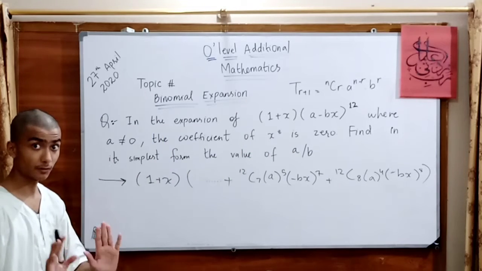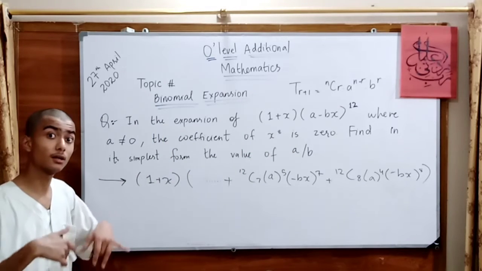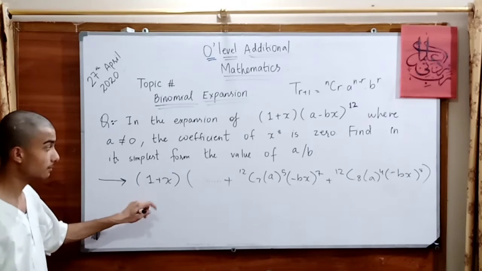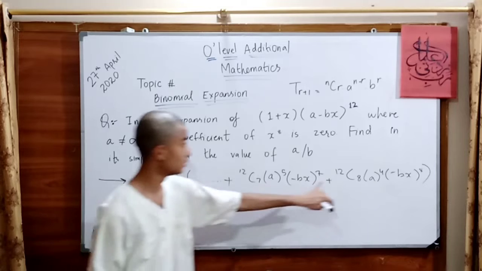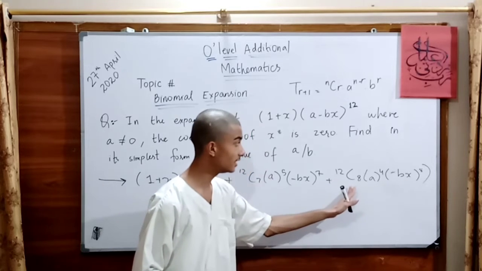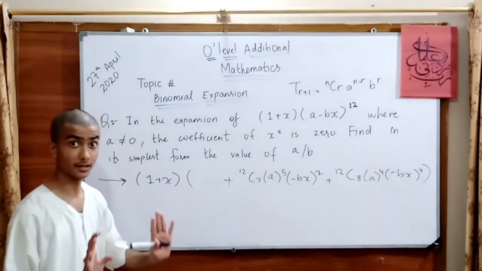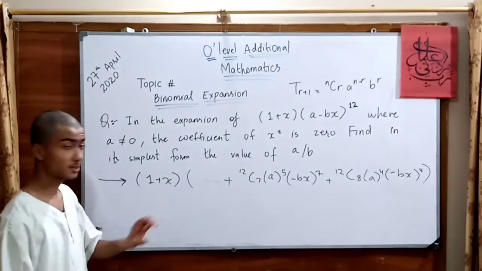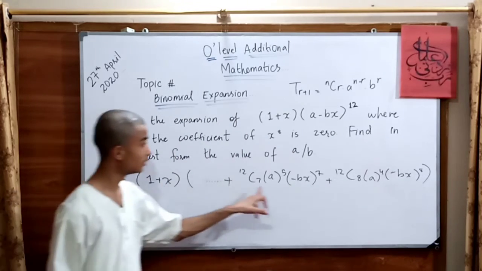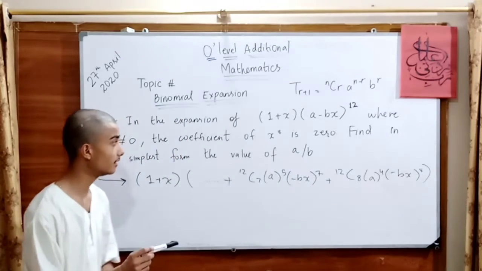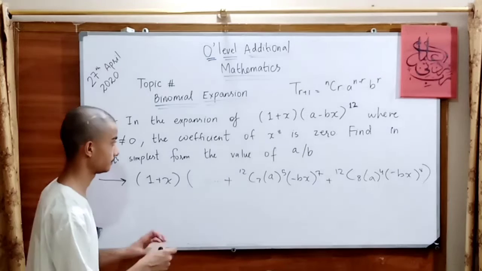Now we have to consider how we can get the x to the power 8 coefficient. When we multiply the 1 with this whole term 12C8 a to the power 4 and (−bx) to the power 8, we get x to the power 8, and when we multiply this x with the other term, we also get an x to the power 8 coefficient. So we have to multiply and look at what we get.